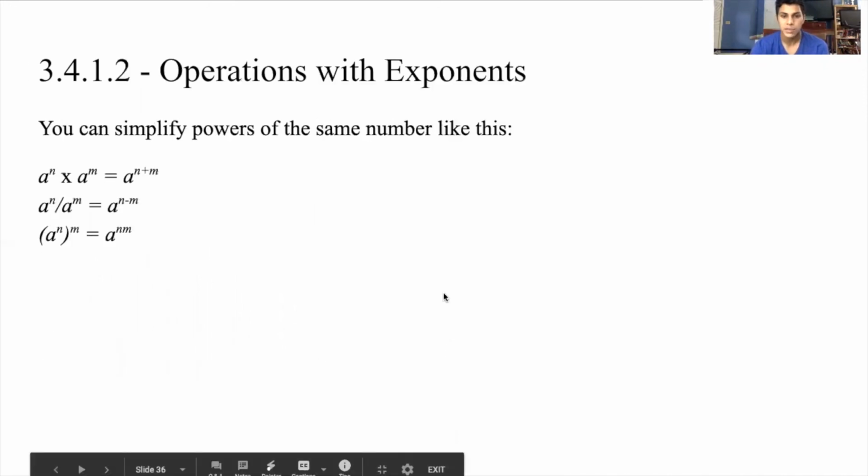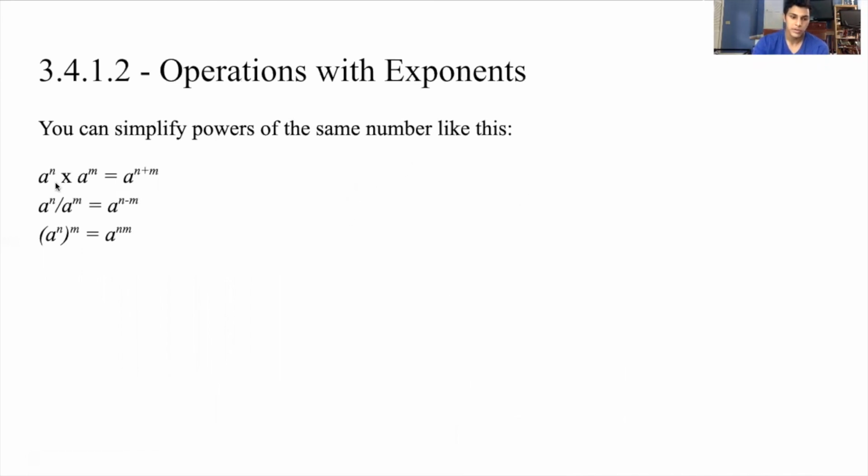Next, we talked about special operations you can do on powers of the same number. So if you have a to the n times a to the m, that equals a to the power of n plus m. If you have a to the n divided by a to the m, that equals a to the power of n minus m. And if you have a to the power of n to the power of m, that equals a to the power of n times m.